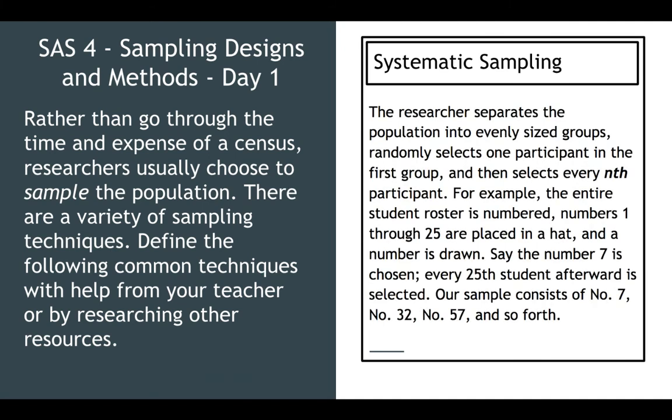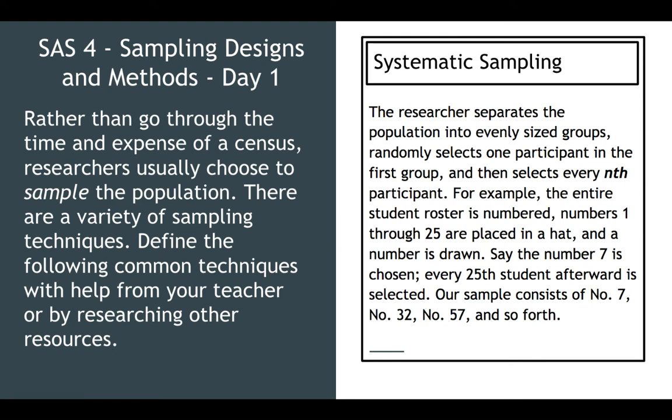For instance, it separates the population into evenly sized groups, randomly selects one participant in the first group, then selects every nth participant. For example, the entire student roster is numbered. Numbers 1 through 25 are placed in a hat, and a number is drawn. Say the number 7 is chosen. Every 25th student afterward is selected. Our sample consists of number 7, 32, 57, and so forth. That's the system or formula they use to create that particular group.